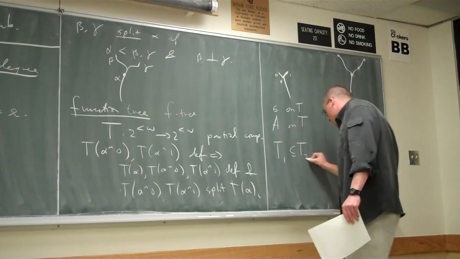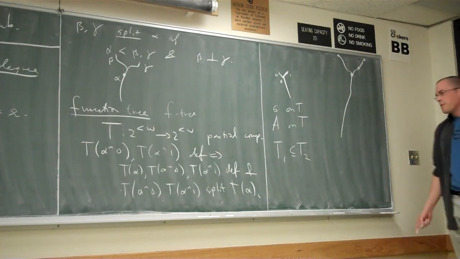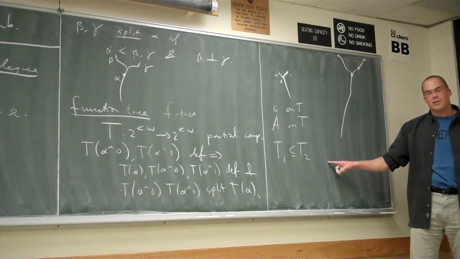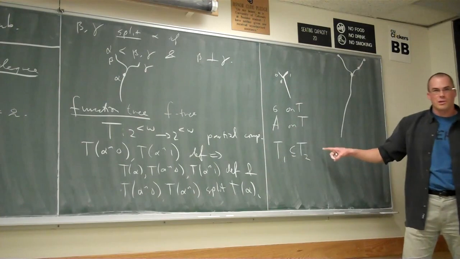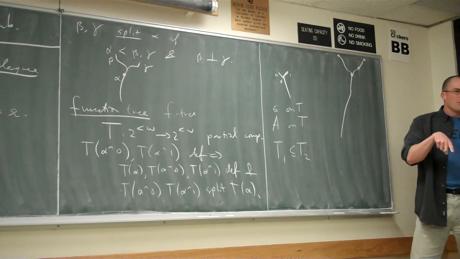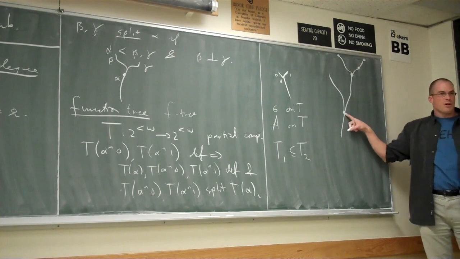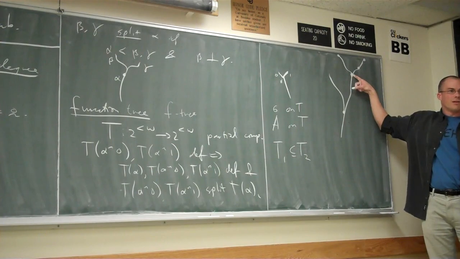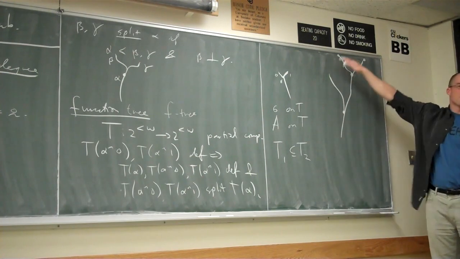T1 being a subtree of T2, or a subfunction tree of T2, means that every node that is on T1 is also on T2. But it doesn't mean that they are the image of the same thing in the domain. It could be that this is the image of alpha in T2, and this is the image of alpha in T1. You split in the same way, in the same things. Everything on T1 is on T2, but you can skip certain things.